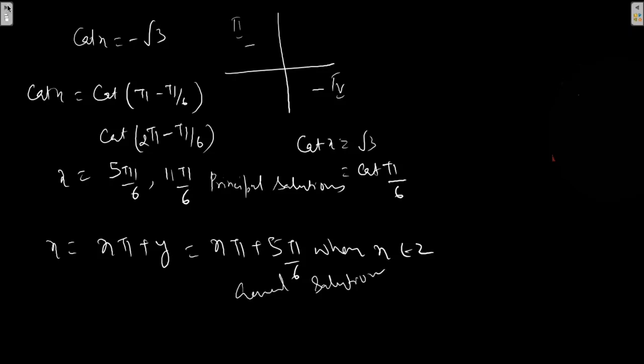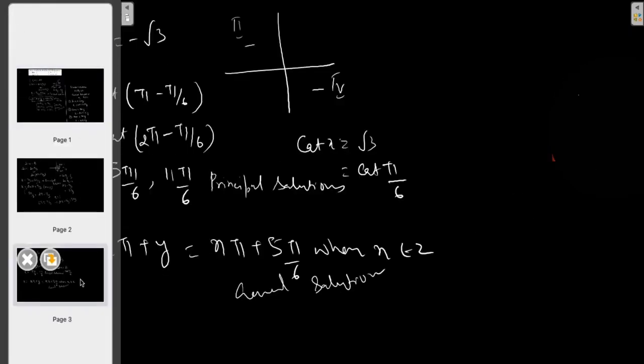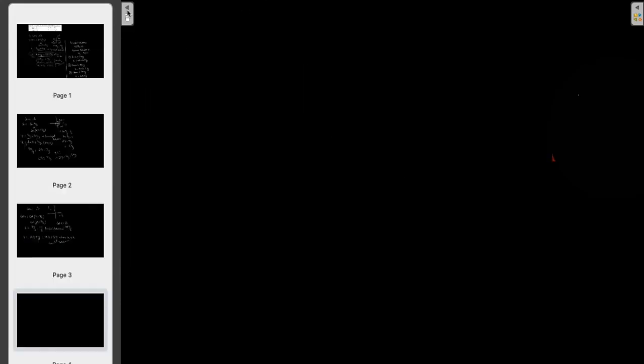Okay, now coming to the last one. The last one is cosec x equals minus 2. Now, where will cosec be negative? Cosec is the reciprocal of sine, so it will be negative in the third and fourth quadrants, right?